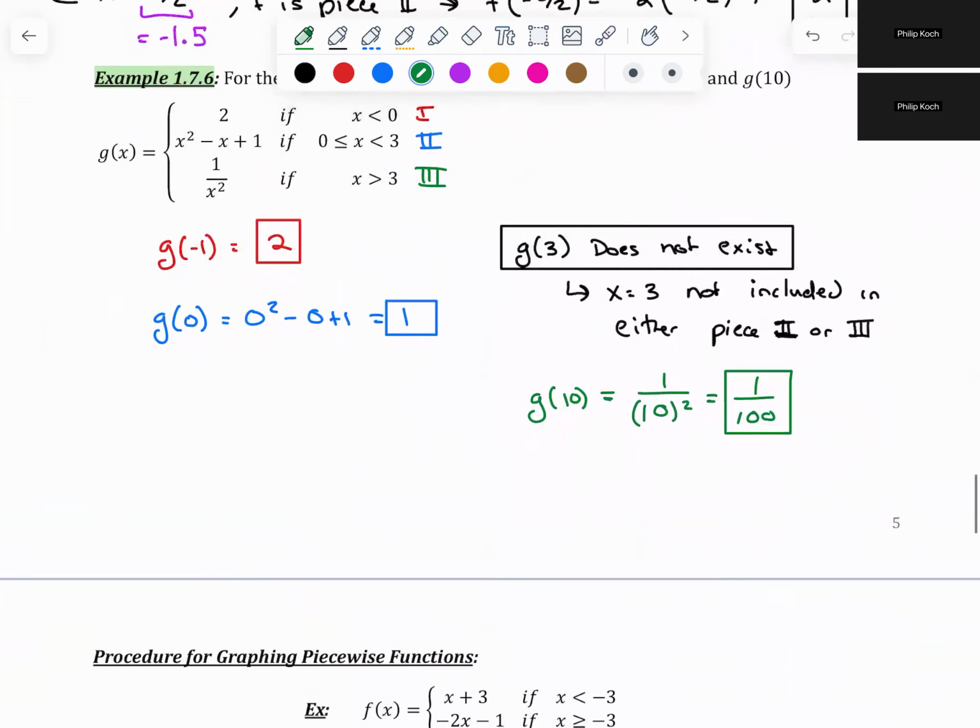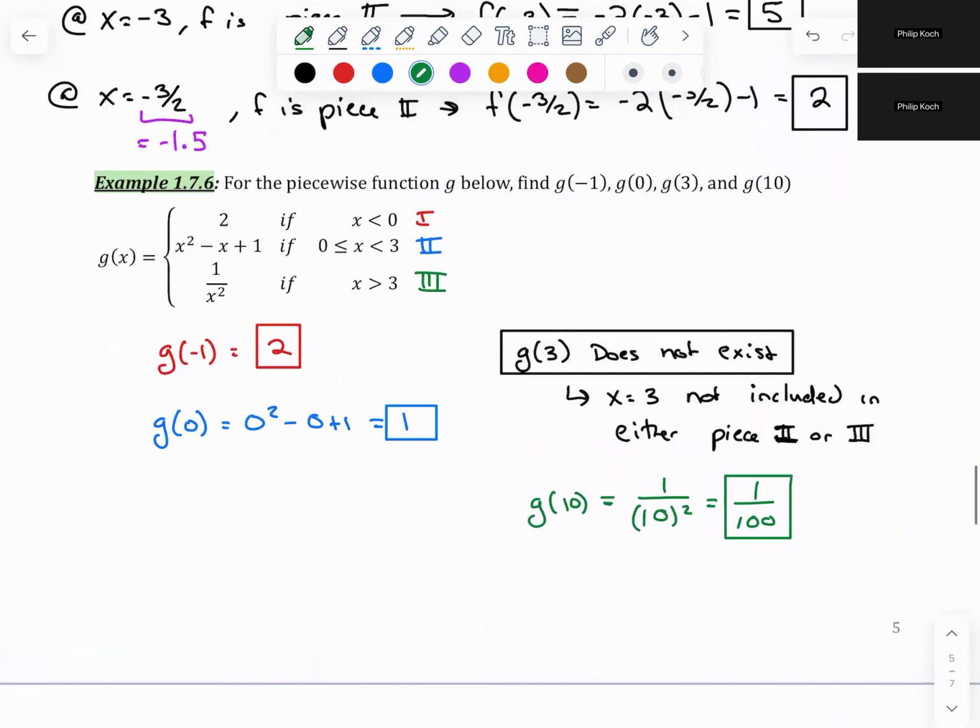Oh, yes, Preston. If I took 1 divided by 10 squared and I wrote that as 0.01, would that be fine?